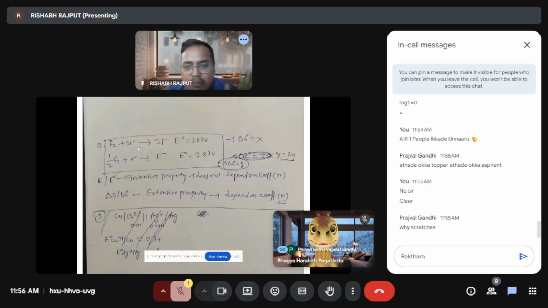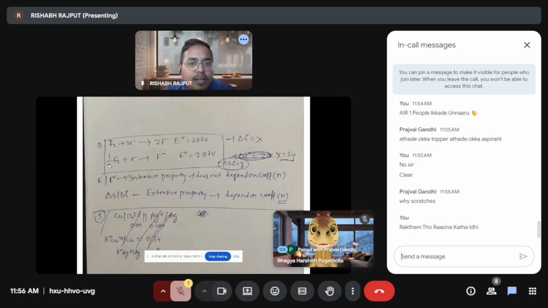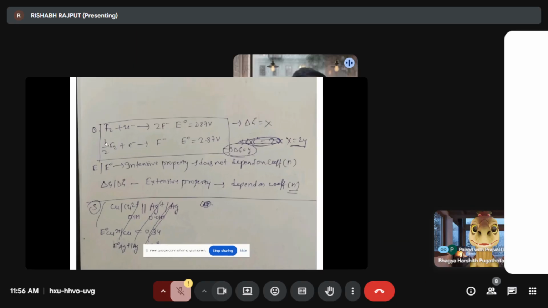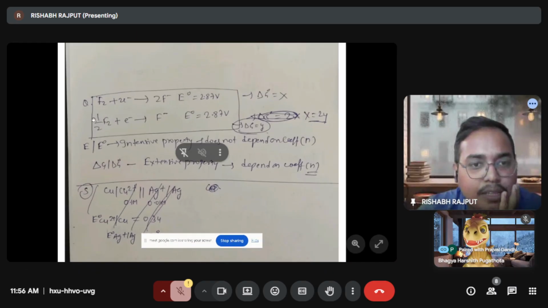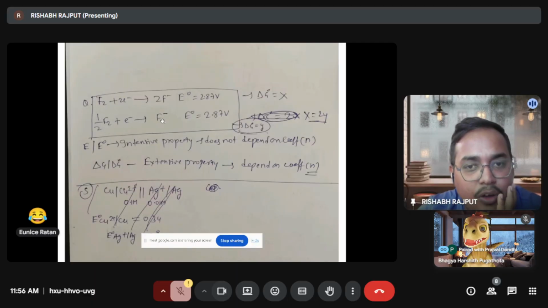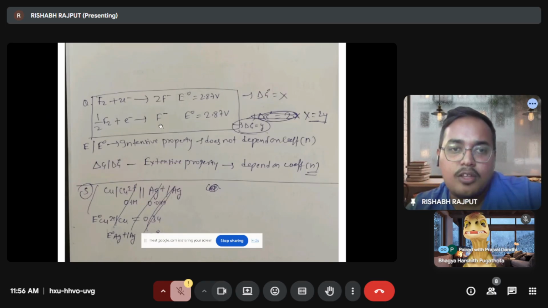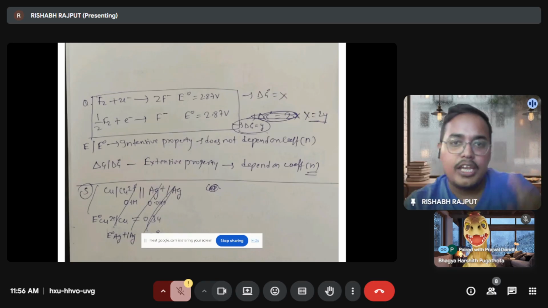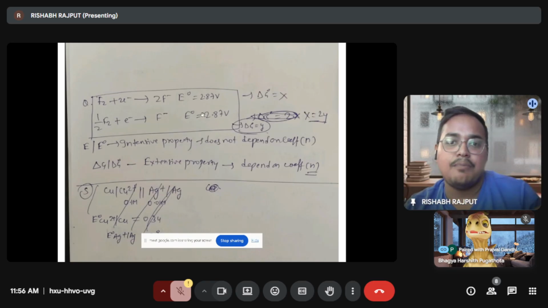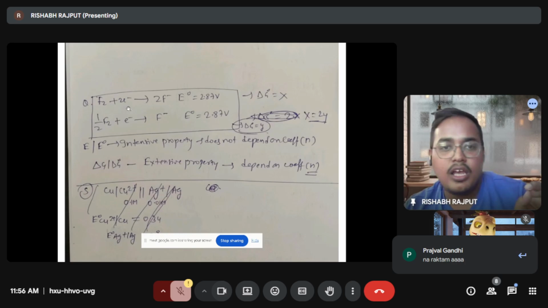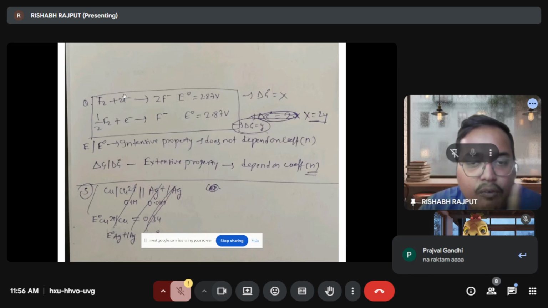Sometimes in your NEET or JEE, they will not give it like this. Sometimes they will write it like this: if I divide by 2, they will write half F2 plus electron gives F negative. For this, how much is the E naught value? So please remember this: your E naught value is every time the same for the same element.